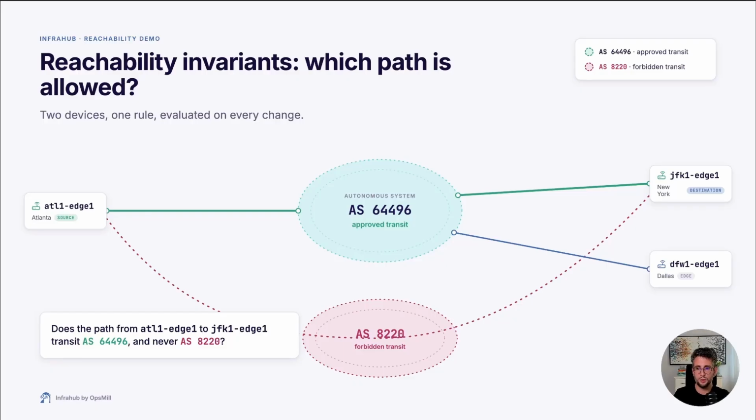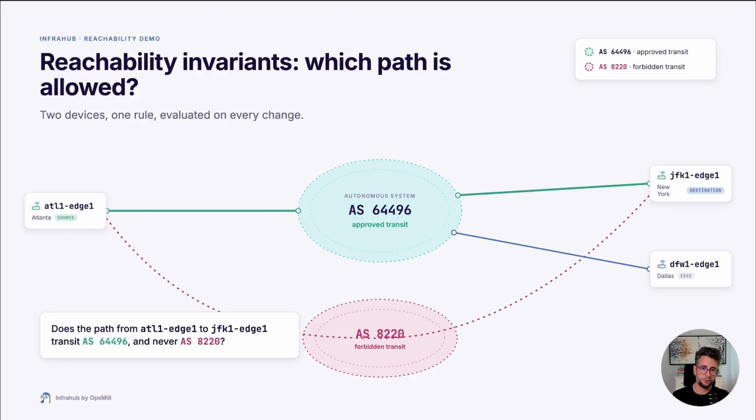Let's say we are having the following topology and we want to assert the following. I want to assert that ATL1 edge 1 can reach JFK1 edge 1 via 64496 and the same for DFW1 edge 1. But we want to assert and make sure that ATL1 edge 1 cannot reach JFK1 edge 1.